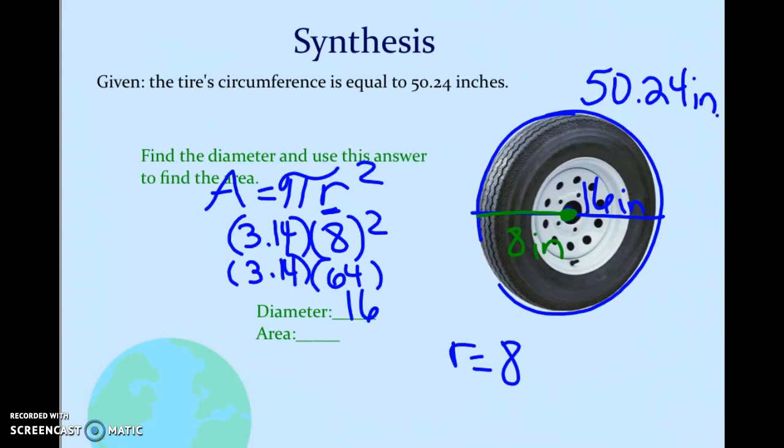Pause the video if you need to. Make sure you are doing all of these problems with me because on your homework, that's what I'll check for. When you multiply that together, you get 200.96 inches squared. That's literally how many square inches would fit all across the inside of the tire.